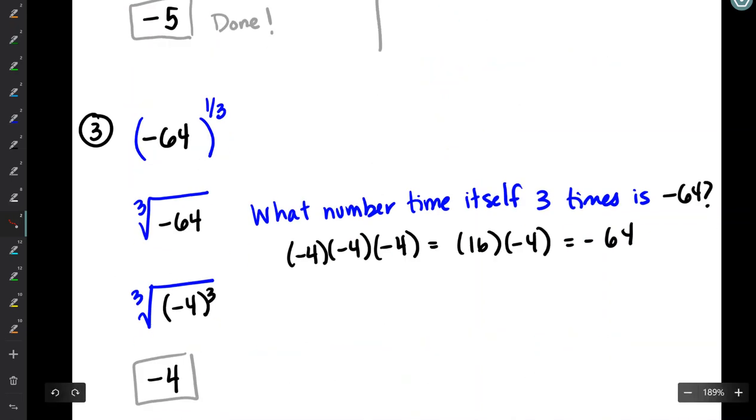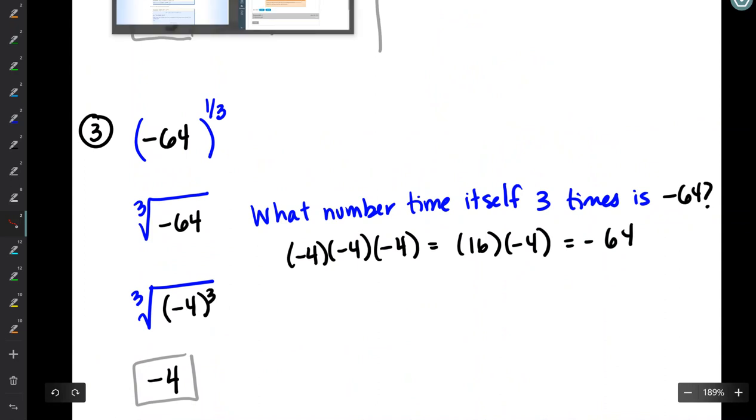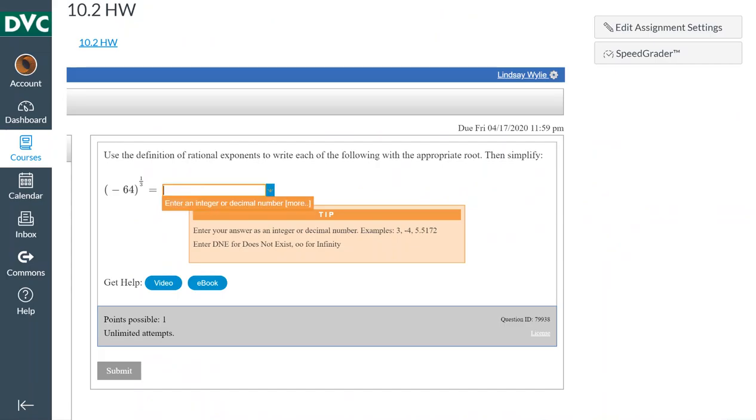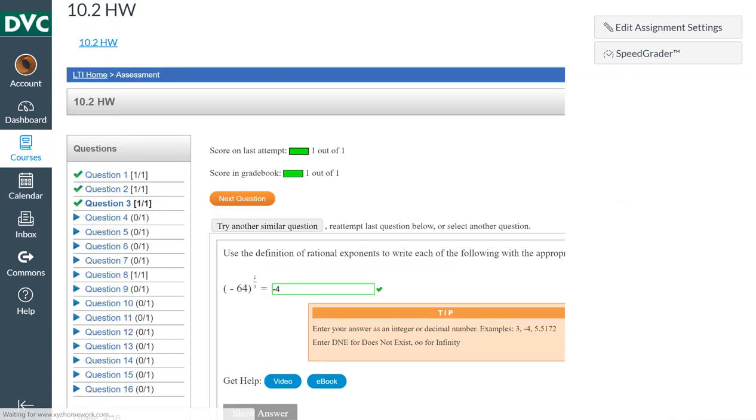Let's go ahead and put -4 into our answer box. See that we did a good job. -4, submit. Beautiful.